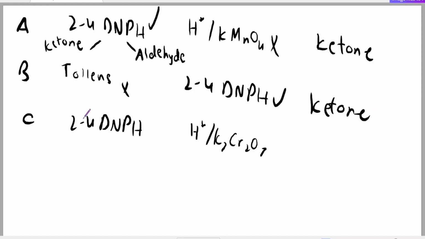So for compound C, they tell me it reacted with 2,4-DNPH, and it also reacted with acidified K2Cr2O7. I know if 2,4-DNPH reacts with compound C, then it can only mean ketone or aldehyde. And since it oxidized compound C, and aldehydes get oxidized to acids, therefore compound C is an aldehyde. Why is it not a ketone? Because ketones cannot be oxidized any further.